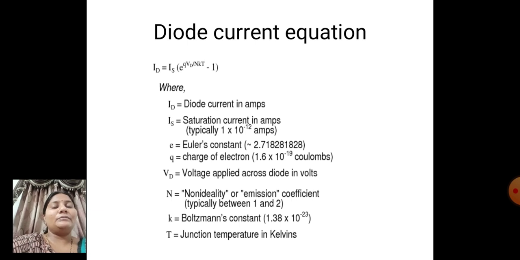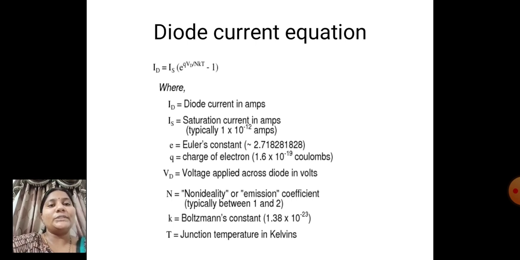So we know ID is the diode current in amperes and Is is the saturation current in amperes. Saturation current is nothing but the diode forward current in the forward conduction. We can also say IF. And E is the Euler's constant, which is 2.71, and Q is the charge of electrons. This is also a constant, 1.6 into 10 power 19 coulombs.